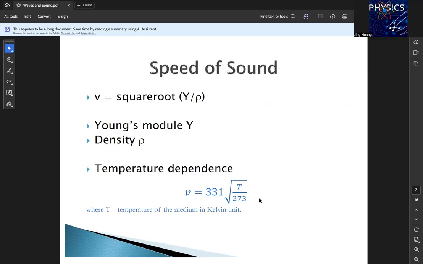In other words, they can travel in vacuum, such as sunlight going through what is primarily vacuum and reaching the surface of the Earth. However, sound always needs a medium. And the denser the medium is, the faster sound travels.